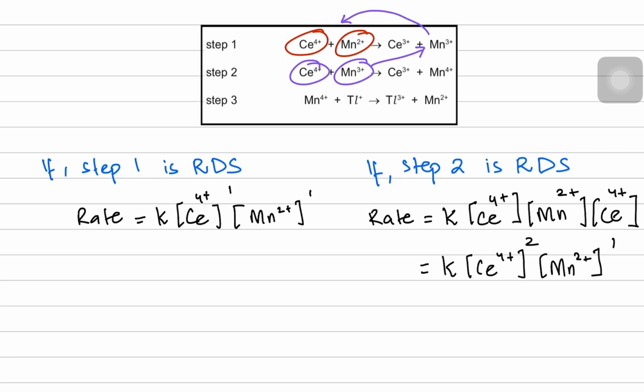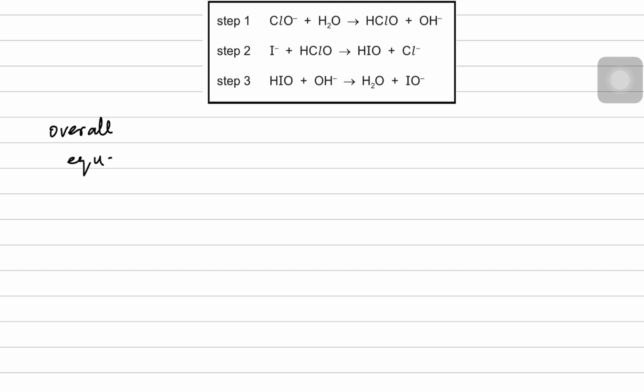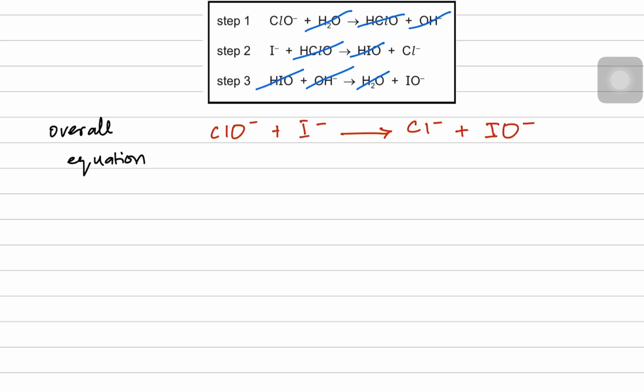I know these things are requiring more practice. That is why I have also got another question. Let's consider these 3 steps. The overall equation can be written very easily. We cancel out the same stuff from both sides like the OH-, like the HClO. And when I consider these, I get to know that overall equation is just ClO- plus I- gives you Cl- and IO-. Nothing big about it. But remember, this is not your rate equation, right? Rate equation is written for the RDS.